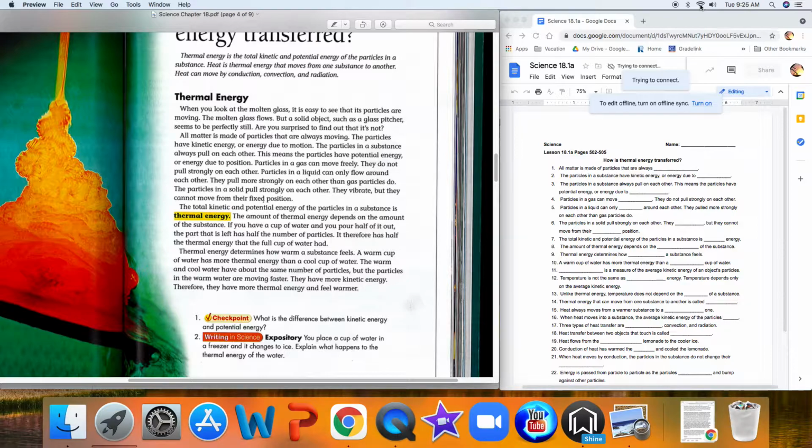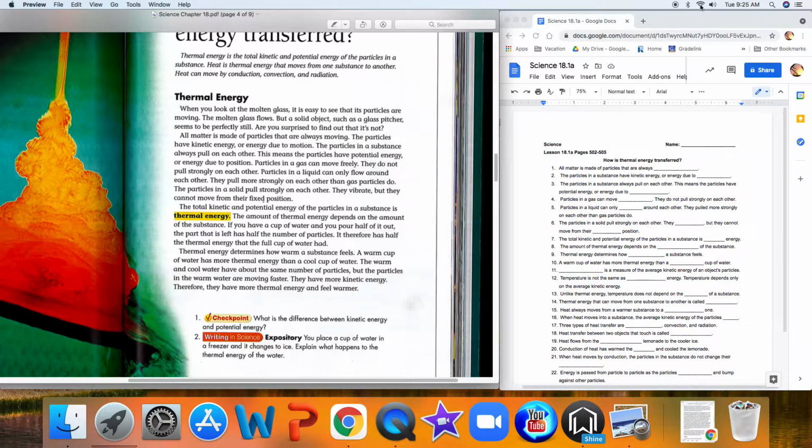Somebody tell me what the word fixed means in science class. When I'm in a fixed position. Still. Still, I can't move. Remember we had a fixed pulley? Boom, put it somewhere, don't move it. We had a fixed pulley. Number 7, you have your definition. Put all the kinetic and potential energy together and you have thermal energy.